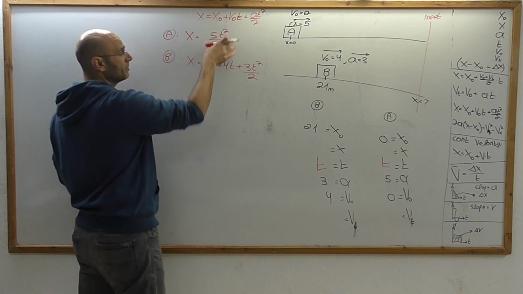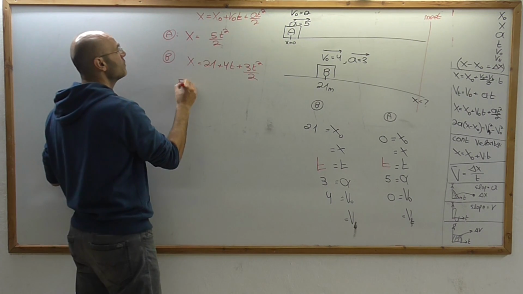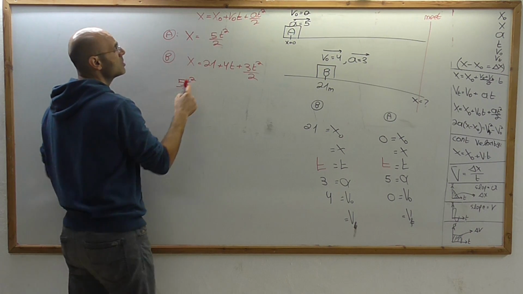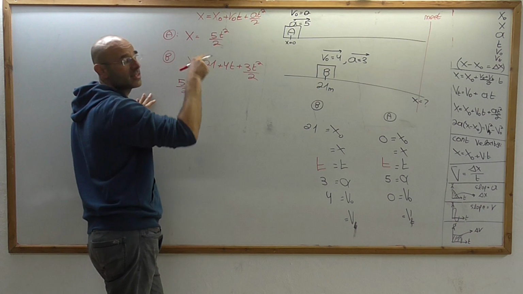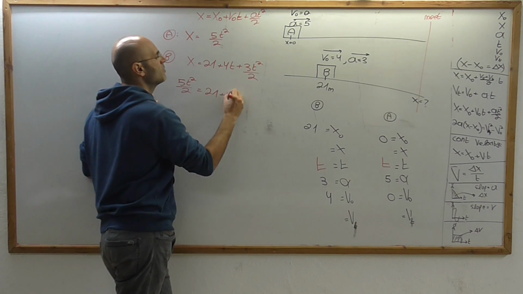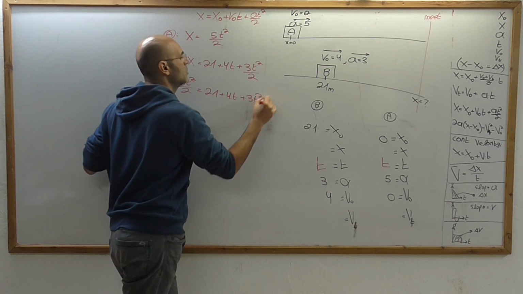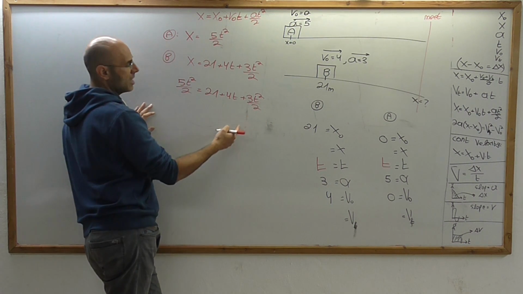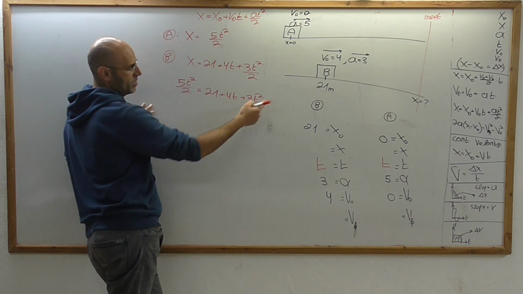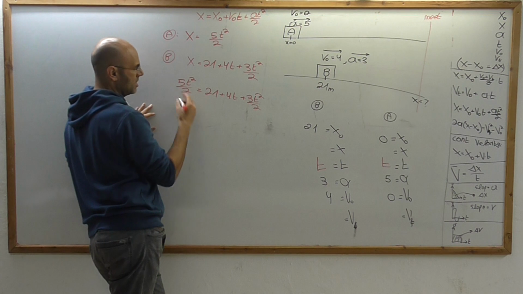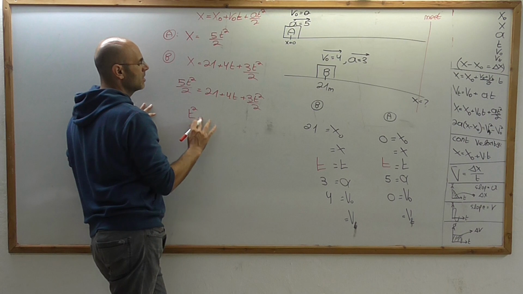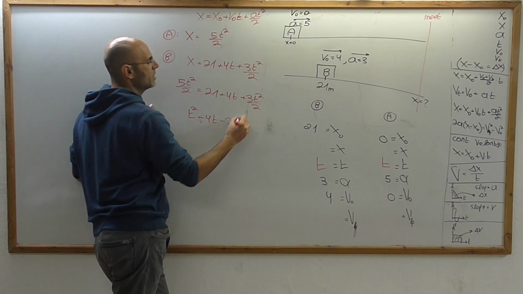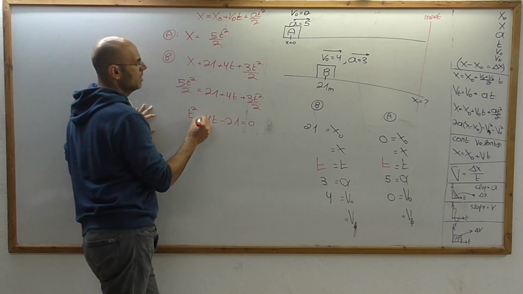So what I do, obviously, I compare them. I do 5t squared over 2. I want to know when they will be in the same position, the same x. So 21 plus 4t plus 3t squared over 2. Let's calculate it. When I move everything to this side, I'll get 2.5 minus 1.5 is 1, t squared minus 4t minus 21 equals 0.